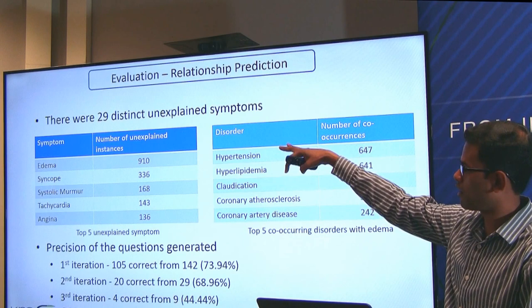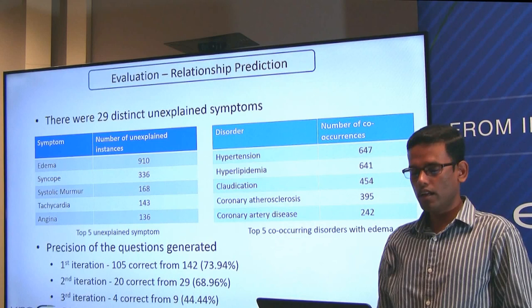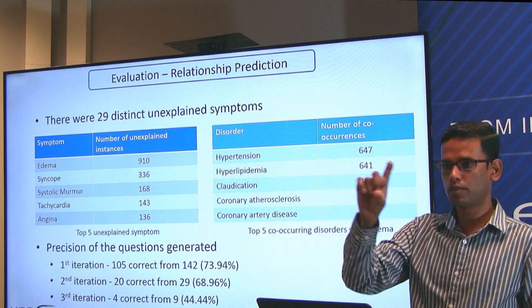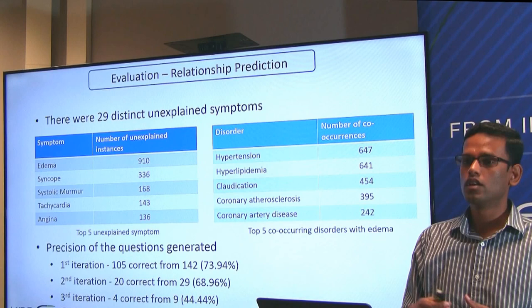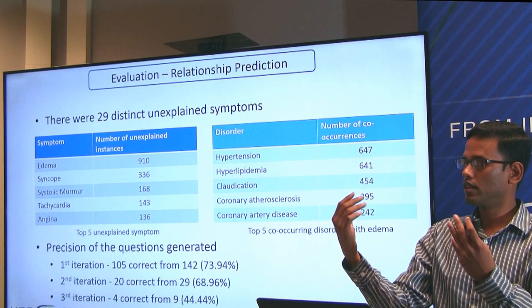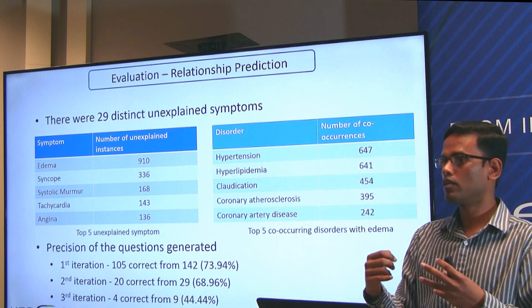So the idea, and then we ran our algorithm. We are not going to ask all these five questions. We'll ask specific questions based on our knowledge about the entity. In the first iteration, we asked 142 questions, and he answered that 105 that were generated were actually correct. So we add this knowledge to the knowledge base, which gives an enriched knowledge base. What that does is that the documents suddenly become explainable for some of those things.